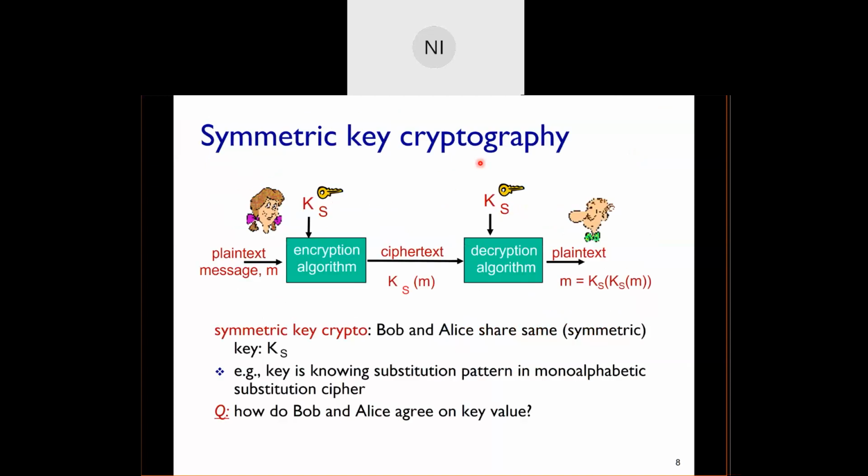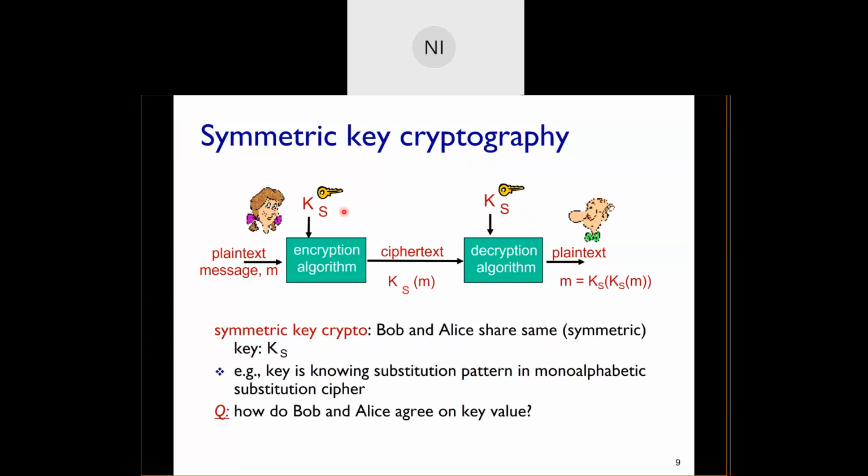Okay, let me move on. So let's talk now about symmetric key cryptography. There are two kinds of cryptography out there. The most classical one is symmetric key cryptography, where both Alice and Bob use the same key for encryption and decryption, the way you use physical keys in our real world life.